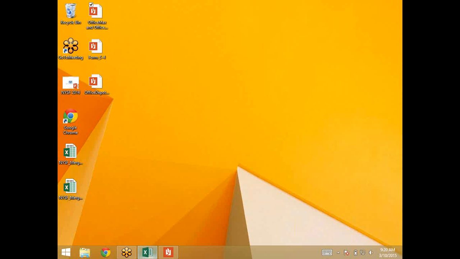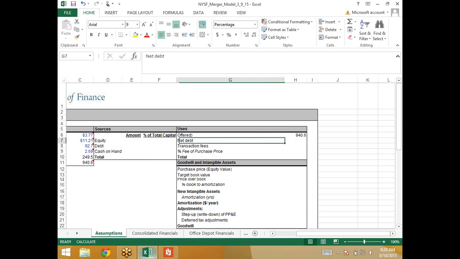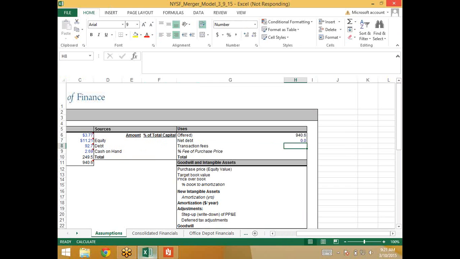So the reason I wanted to go into that in detail is that we're now at the uses with net debt. In this case, I'm going to hard code it as 0. They're not raising additional funds to pay down the target company's net debt, meaning the net debt is just going to stay on the balance sheet.